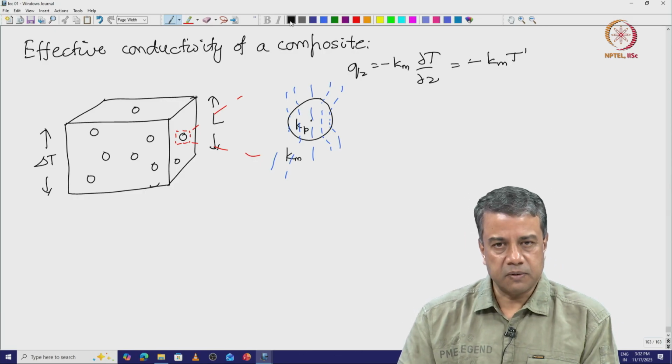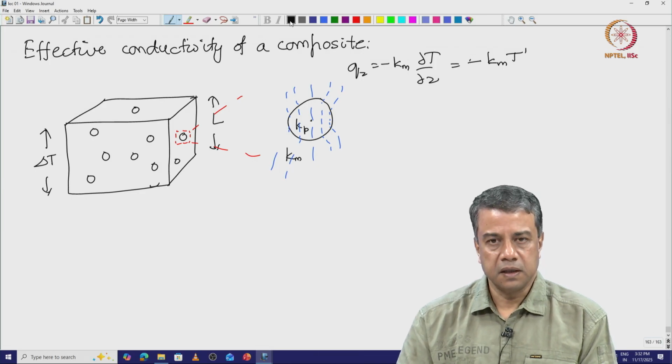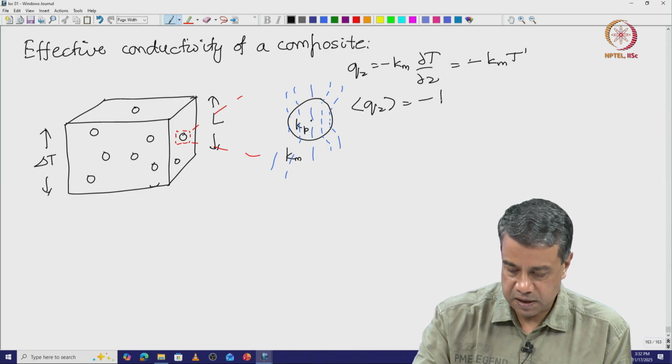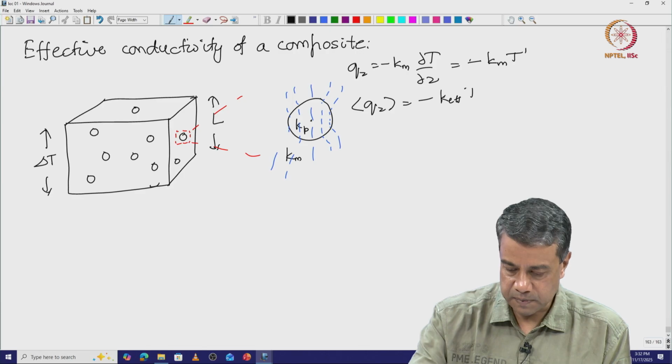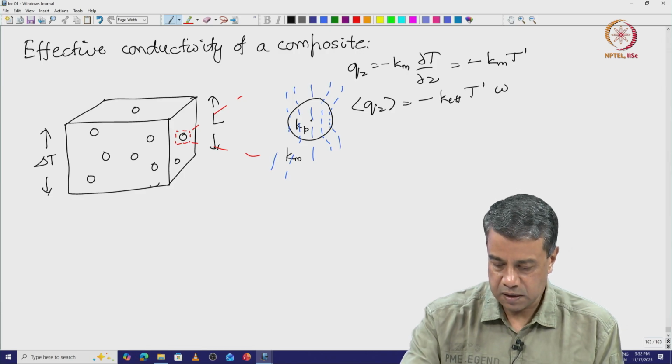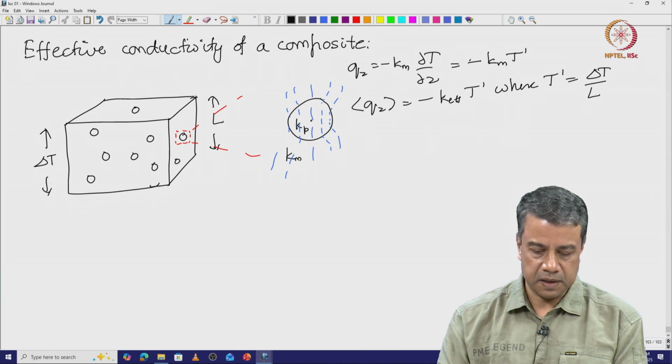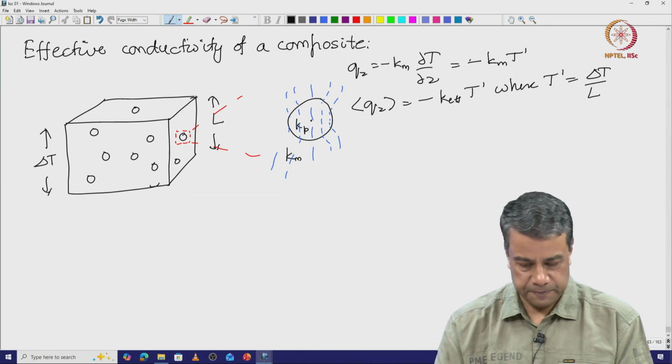In this case we want to find out what the effective conductivity is. If I write the average flux is equal to minus K effective times T prime, where T prime is the applied temperature gradient, delta T divided by L.